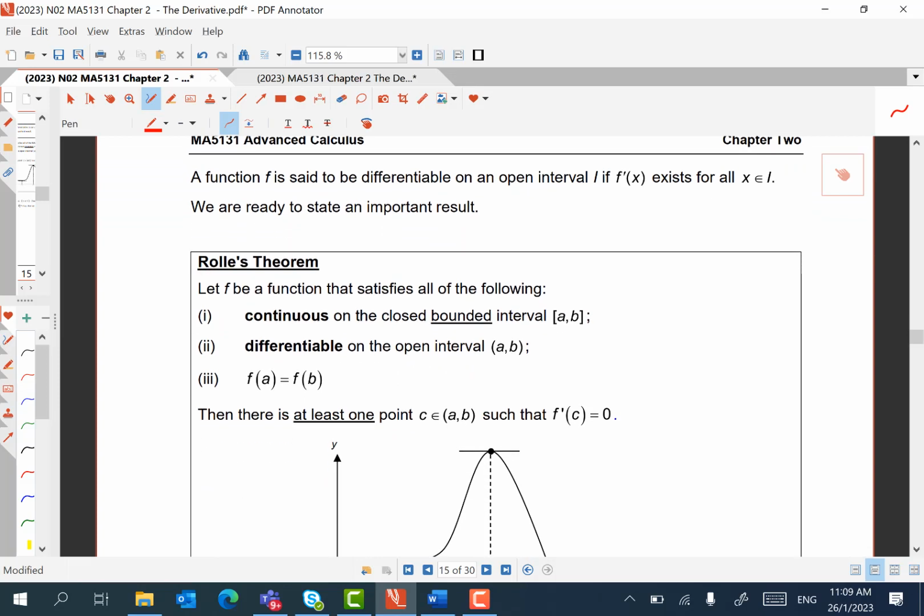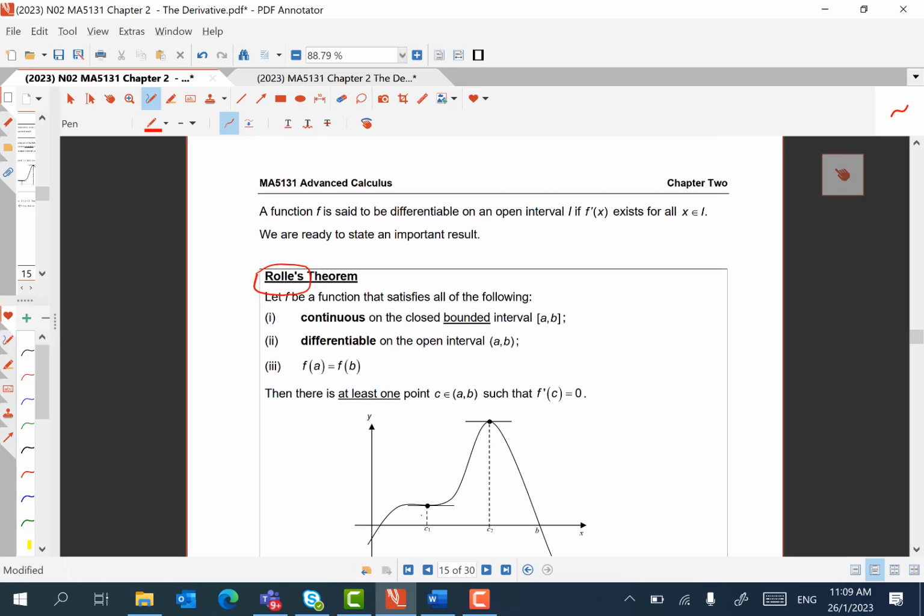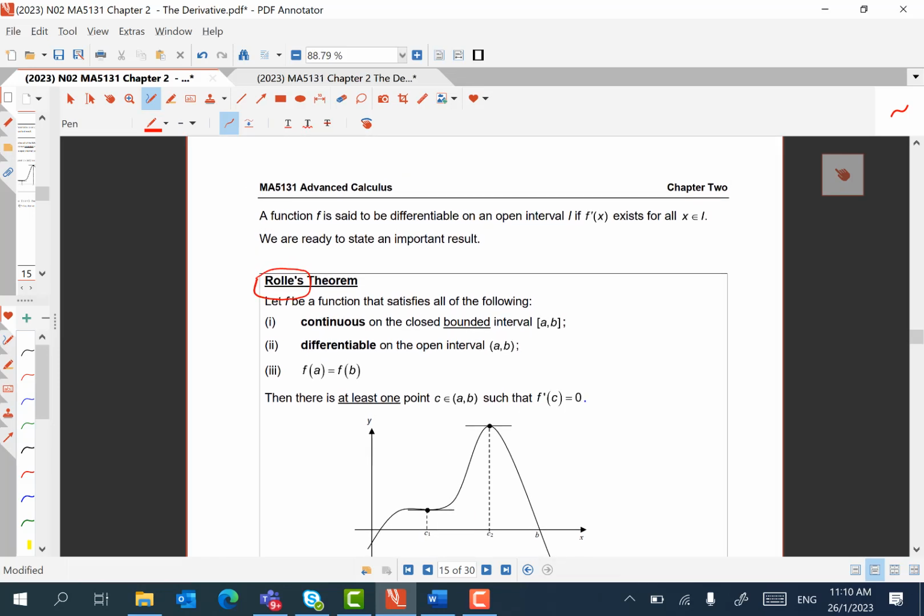Who is good in language? Kaiwan, you're the language person. How to pronounce this name rather? Some people call it Rolle's theorem, some people call it Rolli. What do you prefer? Shall we just settle for Rolle's theorem? Okay, let's settle for Rolle's theorem. Oh, the icon is on by the way. Yeah, the icon is on already.